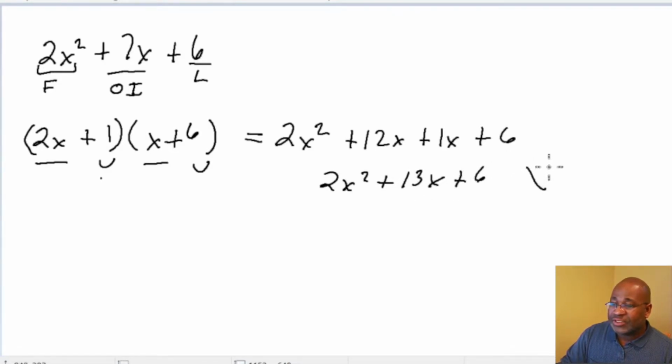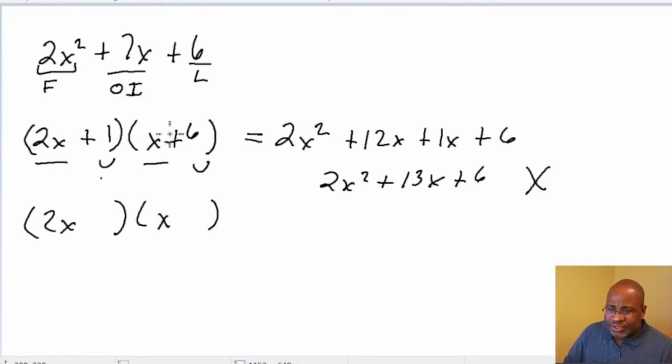All right, now unfortunately that's not going to work because our middle term was 7x. It wasn't 13x. So now that tells us that this is not going to be correct. So we got to try something else. What can we try here? Well, one thing we can do, with the first terms, we have to have 2x and x. So we know that's going to be the case. But now instead of 1 and 6, let's try 3 times 2 because 3 times 2 is equal to 6. So we'll put 3 here and the 2 here. The signs are still going to be positive.